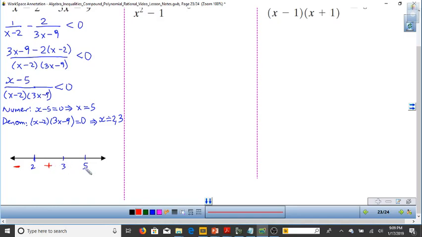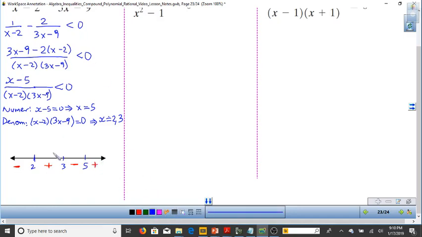A number between 3 and 5 would be 4. 4 minus 5 is negative 1. 4 minus 2 is positive. And 3 times 4 is 12 minus 9 is positive. Negative divided by a positive is negative. And a number to the right of 5 is 6. 6 minus 5 is 1. 6 minus 2 is positive. 3 times 6 is 18 minus 9 is positive. Positive divided by positive is positive.